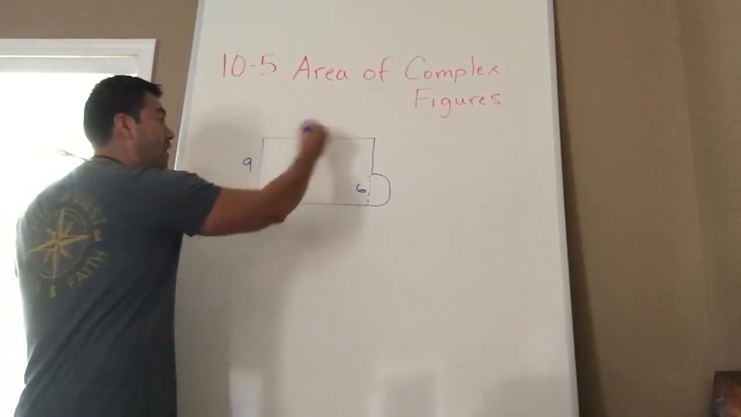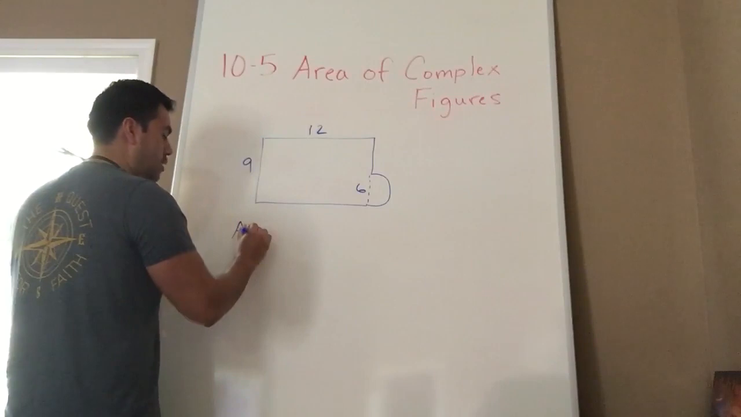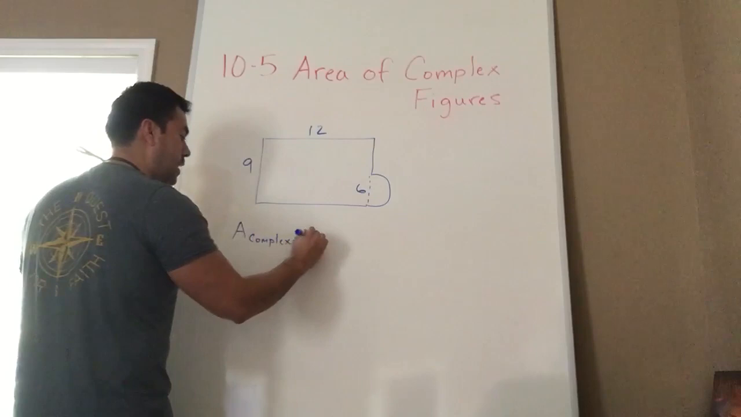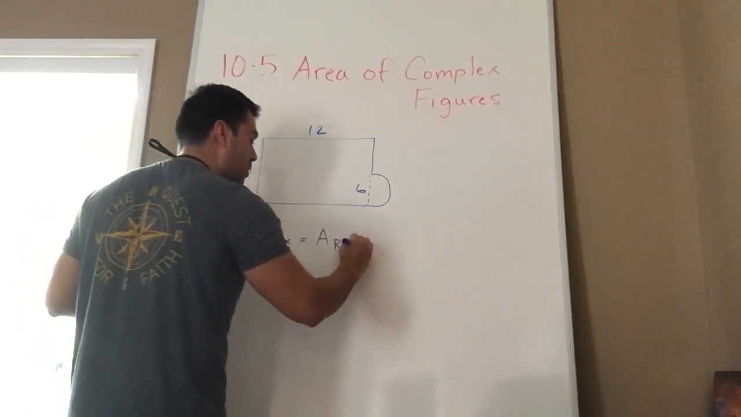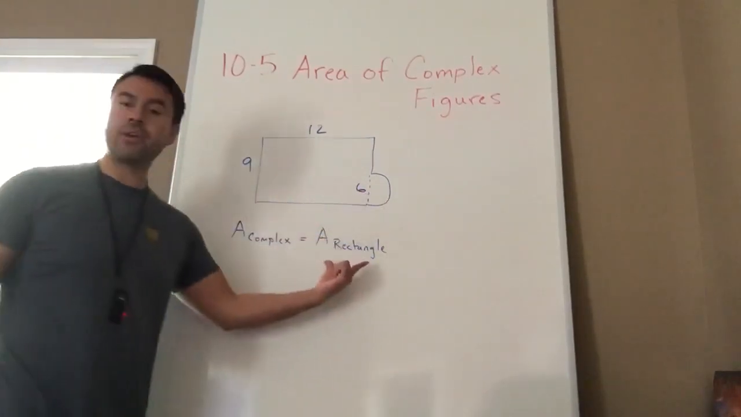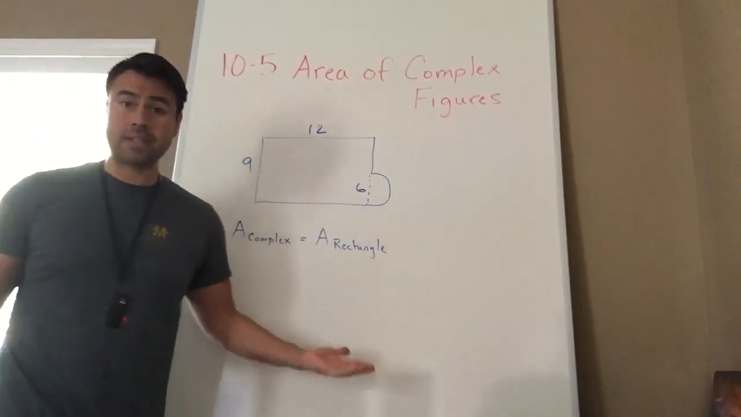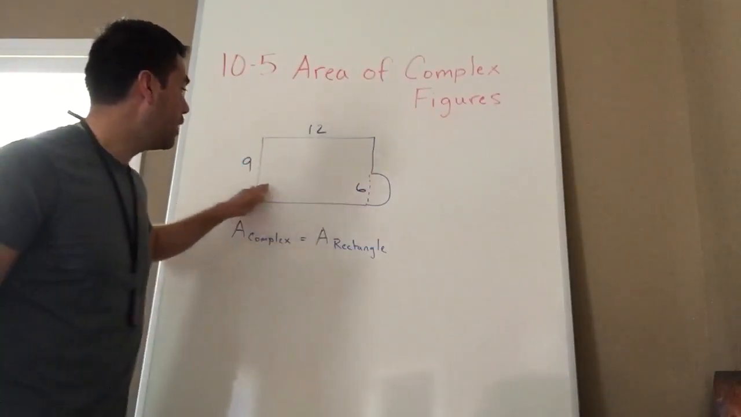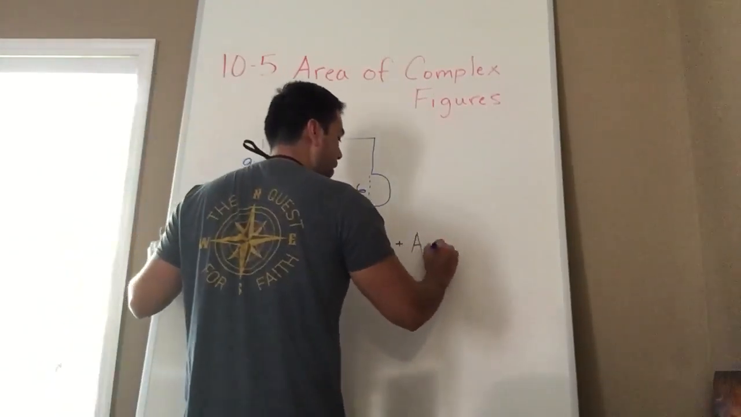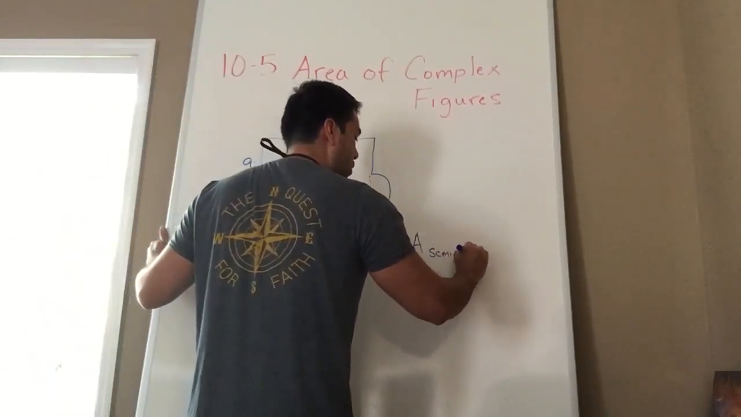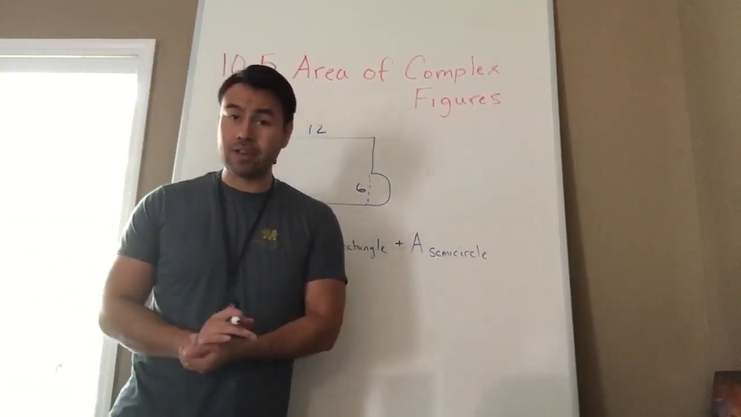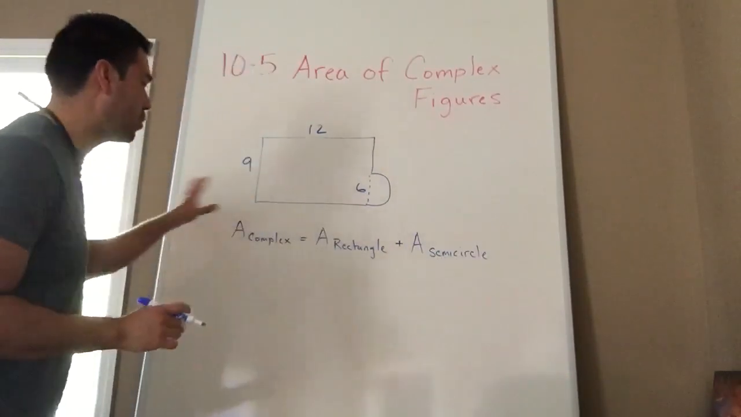So if I want to find the area of the whole shape, I'll say area of complex figure. I have to find the area of the rectangle. And what do I do with that semicircle? Should I add it to the area of the rectangle? Should I subtract it? Well, isn't it the rectangle with the semicircle attached? So it's going to be an addition problem, the area of the semicircle, which is exactly half a circle. And that's important for this problem.